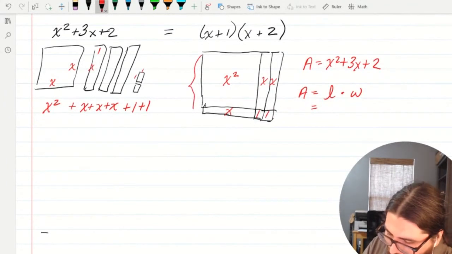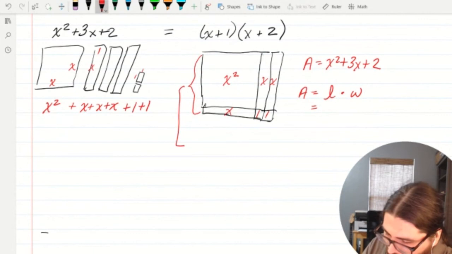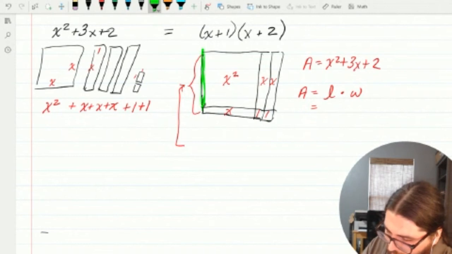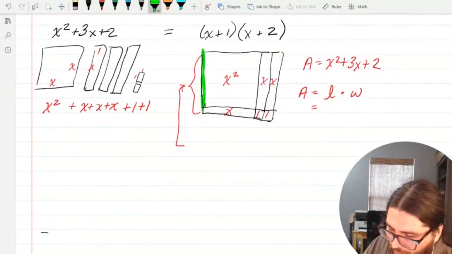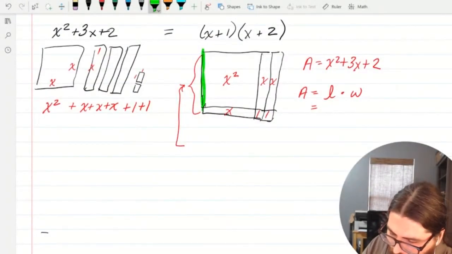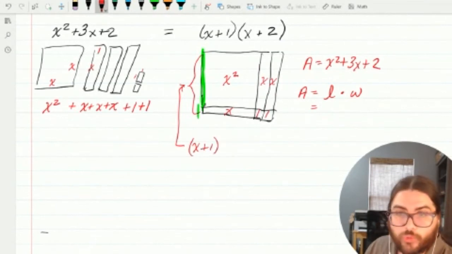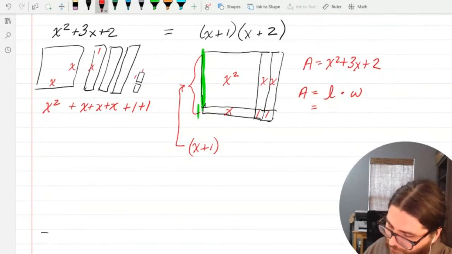So on this side, that's, let's see, draw a little arrow here. Well, the length of this square was x, and the length of this little bitty bar is 1. So doesn't that mean the length of this rectangle is x plus 1? I'm only looking at it in one direction.